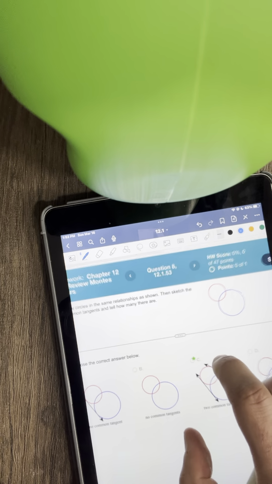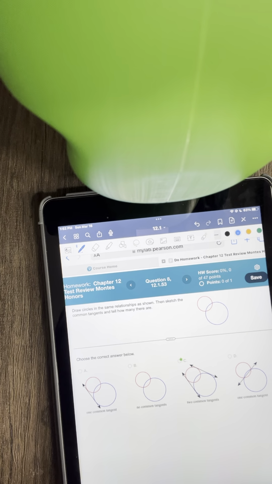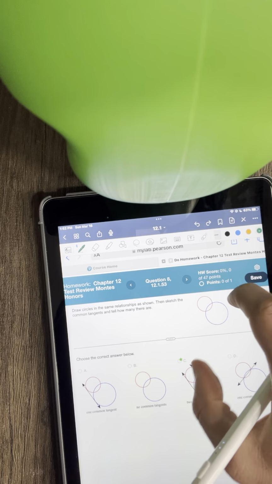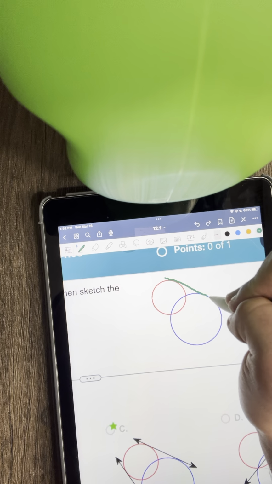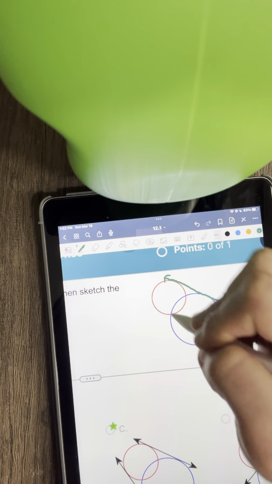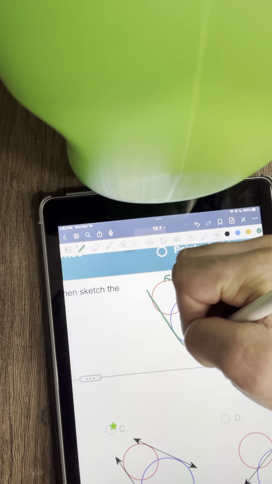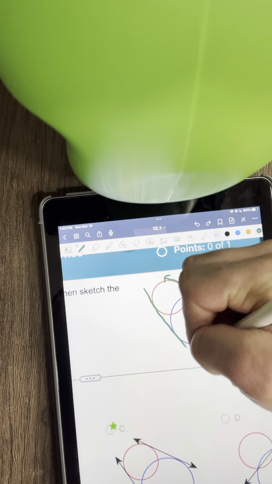So now this one's very easy. Draw the circles in the same relationship. So what are the two relationships that these two circles have? Well, this has one tangent line, and this part of the circle has the other tangent line.